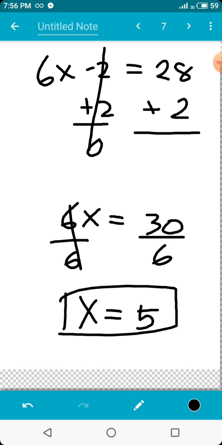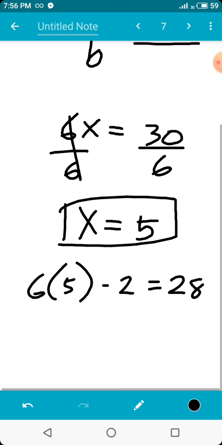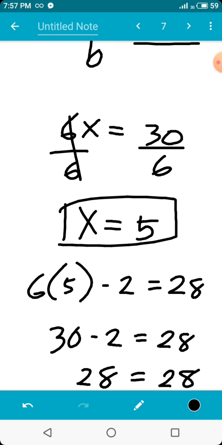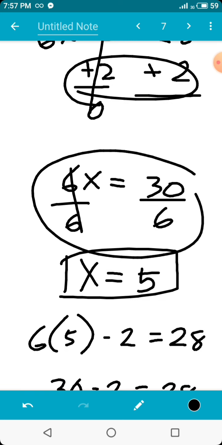And for us to check that, let's plug yung value ng x. So, 6 times x. So, 6 times 5 minus 2. So, 6 times 5, that's 30. And then, pag minus natin sa 2, that's 28. So, pag equal, ibig sabihin, tama ang ating value na x is equals to 5. Alright? So, yung properties na ginamit natin, addition and division. So, dalawang property, so two-step. Okay?